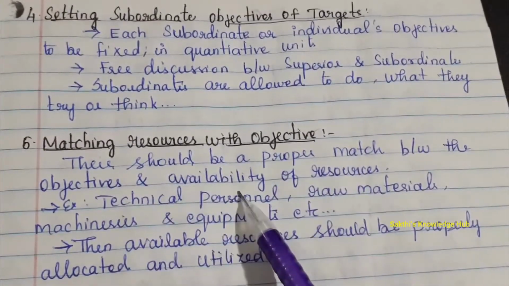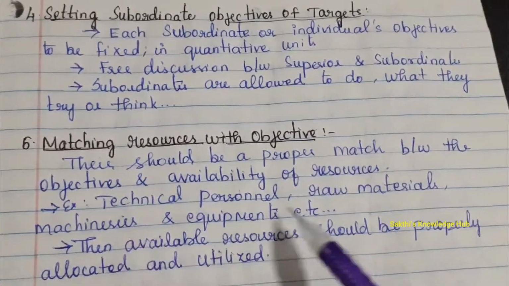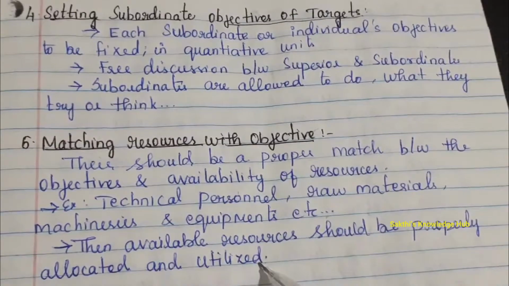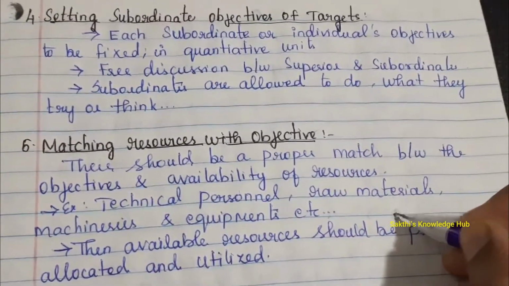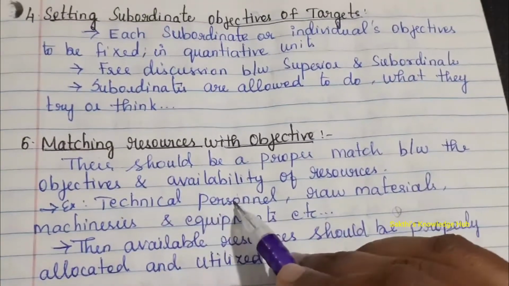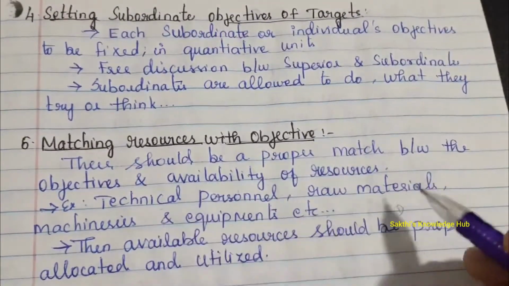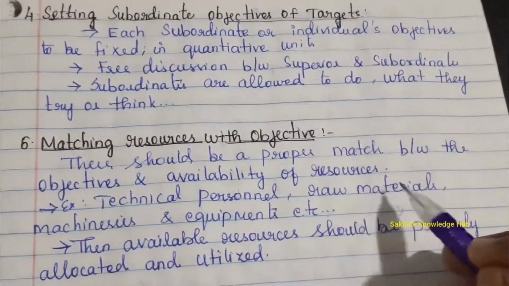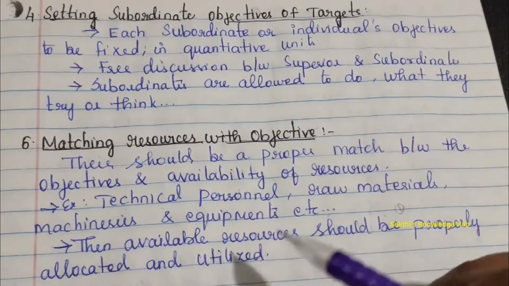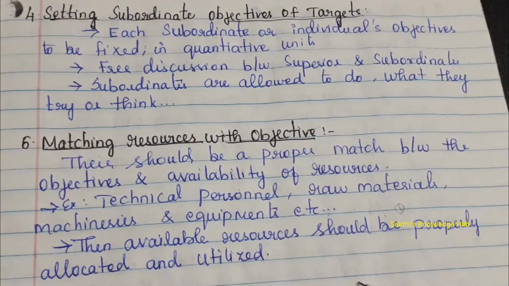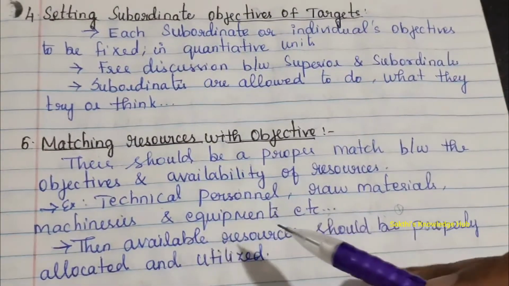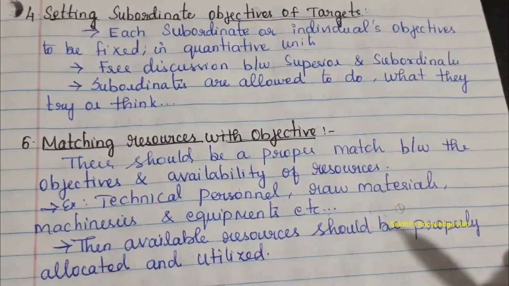Example, technical personnel, raw materials, machineries and equipments, etc. Then the available resources should be properly allocated and utilized. Take an example, you need to manufacture 10 particular units in that particular day. So what you need is the technical persons, the expertise or the qualified person to do that particular work, and also the required raw materials, the machineries and equipments. If everything is there, definitely that will help to achieve the organization goal by utilizing the resources in a proper way, and allocation is also to be in a proper way, so they can achieve the goal easily.